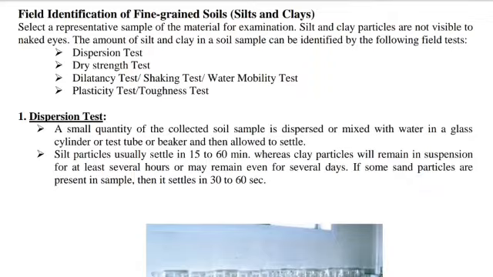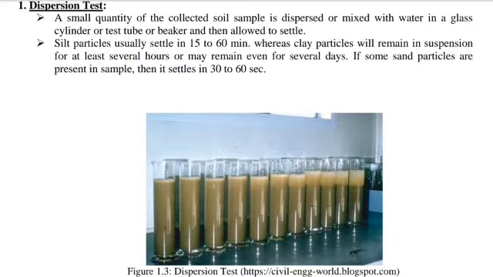1. Dispersant test. A small quantity of the collected soil sample is dispersed or mixed with water in a glass cylinder or test tube or beaker and then allowed to settle. Silt particles usually settle in 15 to 60 minutes, whereas clay particles will remain in suspension for at least several hours or may remain even for several days. If some sand particles are present in the sample, then it settles in 30 to 60 seconds. Figure 1.3 shows you the dispersion test.